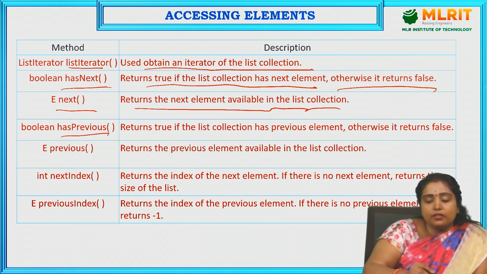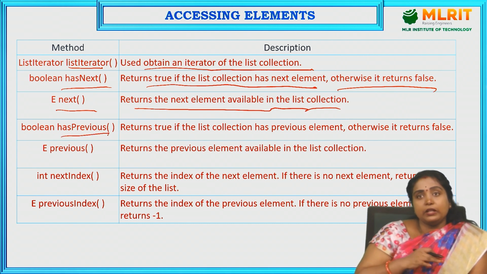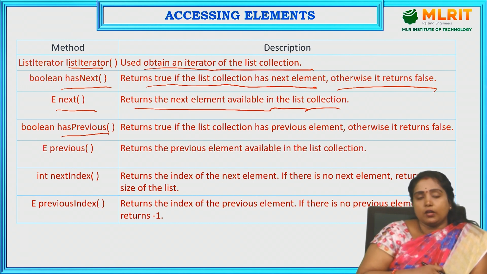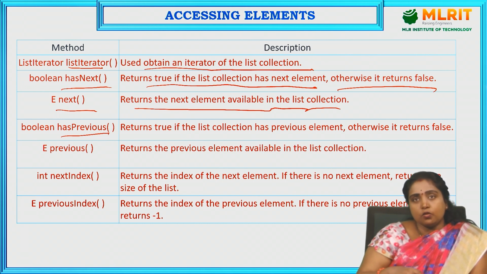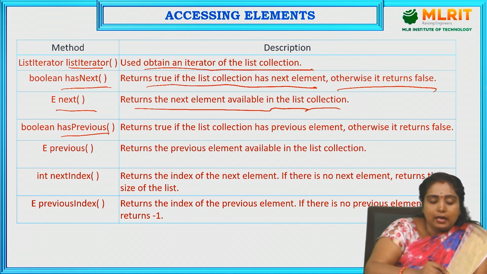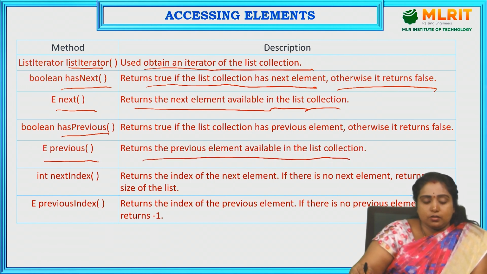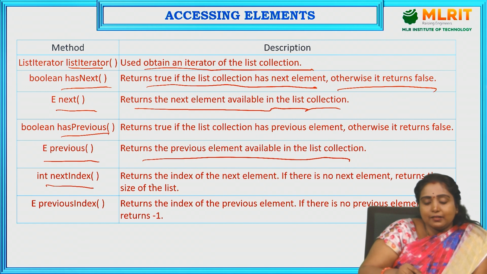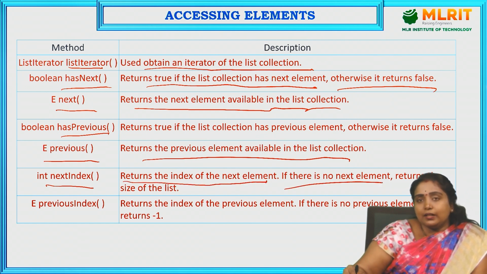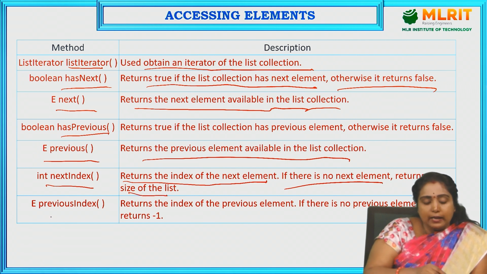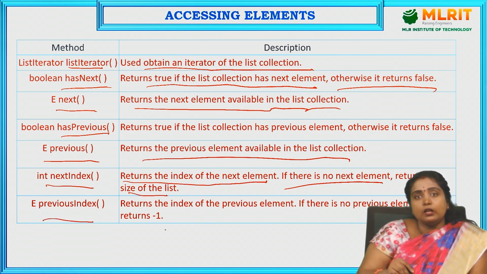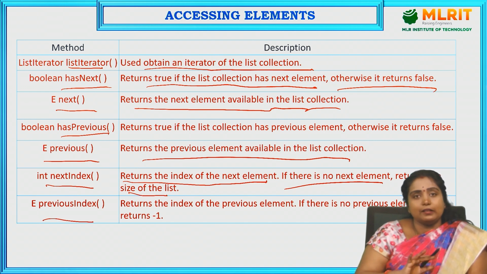And hasPrevious checks whether the previous element is present or not. If it is present, it returns true, else it returns false. And previous returns the previous element available in the collection. nextIndex returns the index of the next element; if there is no next element, it returns the size of the list. And previousIndex returns the index of the previous element; if no previous element is available, it returns -1.